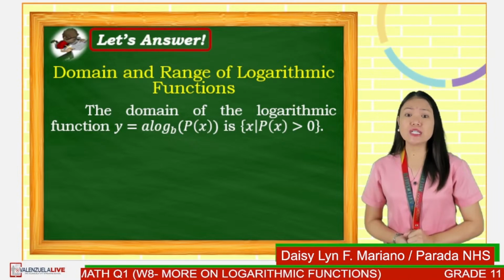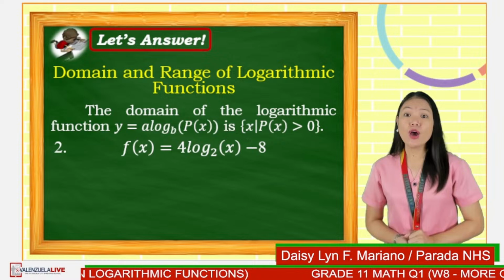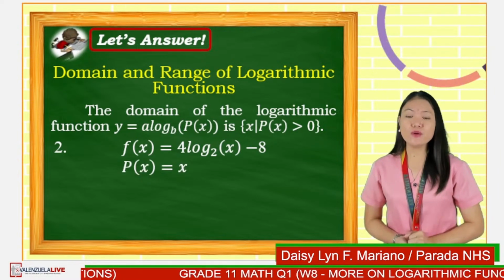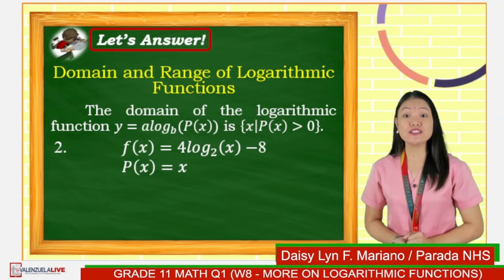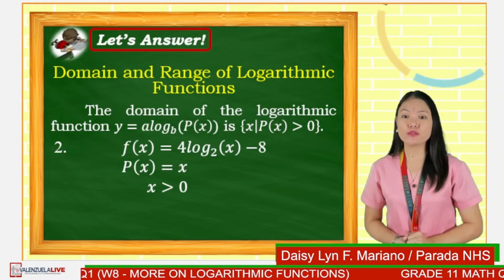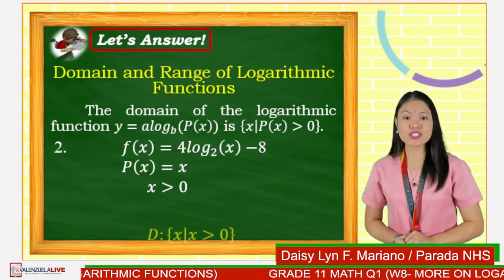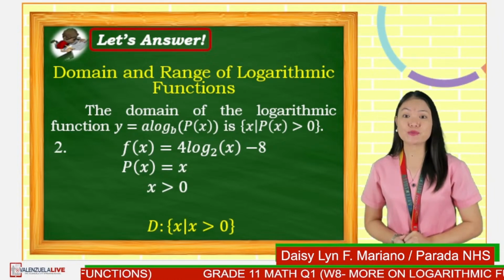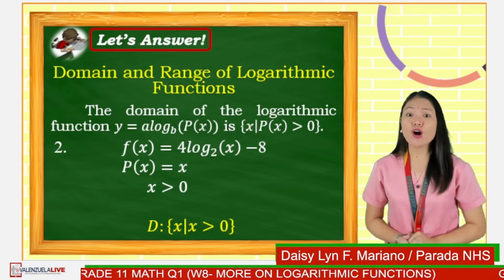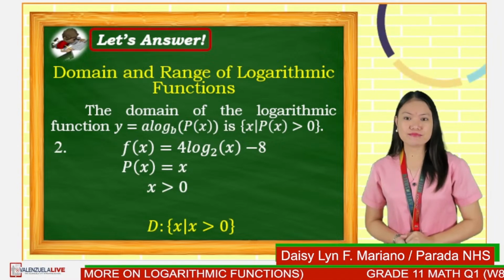F of x is equal to 4 times the logarithm of x with base 2 minus 8, where p of x is equal to x. To get its domain, we set p of x is greater than 0. That is, x is greater than 0 and solve for x. From here, it is clear that domain is x such that x is greater than 0. Did you get it, grade 11? Can you now find domain of logarithmic function with this? Great. What about its range?